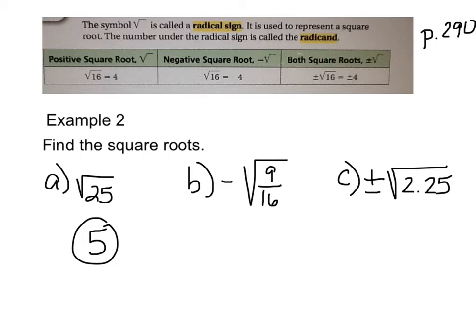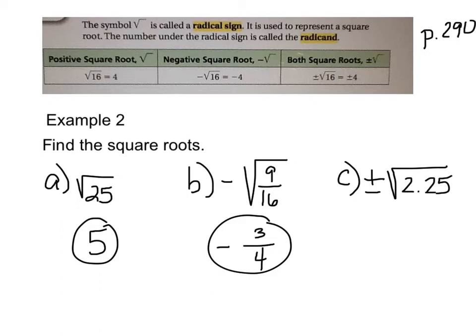Part B, negative square root of 9/16. Well, when you do these problems, you take the square root of both the numerator and the denominator. So the square root of 9 is 3. The square root of 16 is 4. It's going to be negative, however, since the negative is on the outside, it's a negative square root. So that gives you negative 3/4.